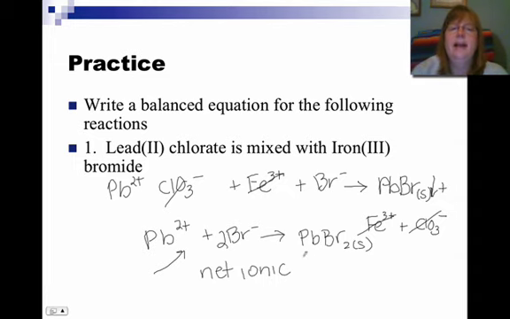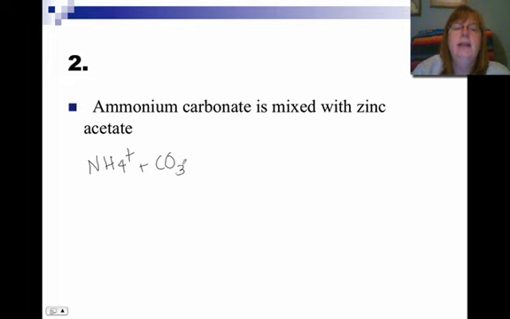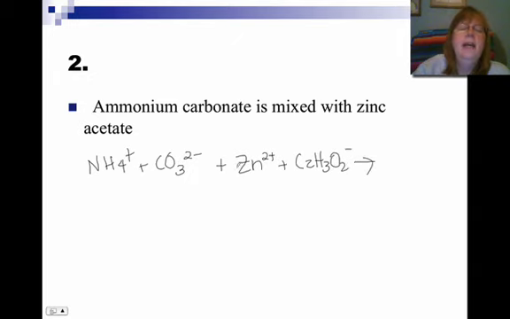Now let's try another one. Ammonium carbonate. Again, that's soluble. Our reactants will be soluble. And zinc acetate. I like to envision all these ions floating around in a test tube, and then the ammonium bumps into the acetate. Does it form a precipitate? No, all ammoniums are soluble. The zinc bumps into the carbonate. Does that form a precipitate?